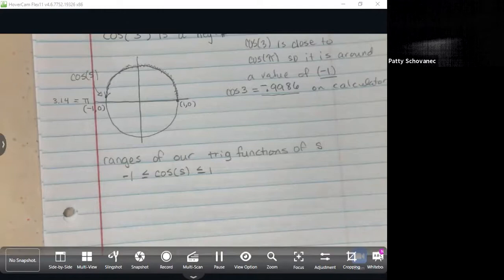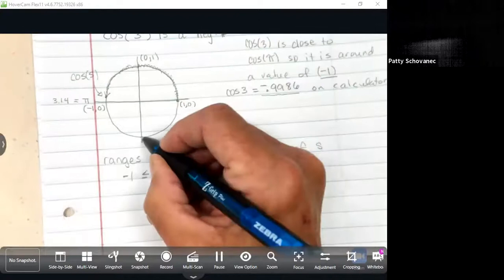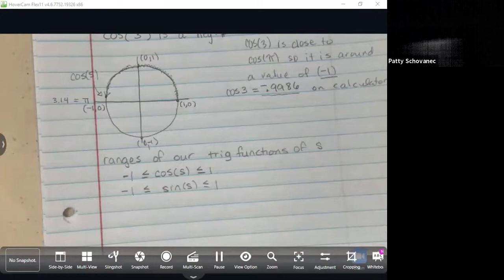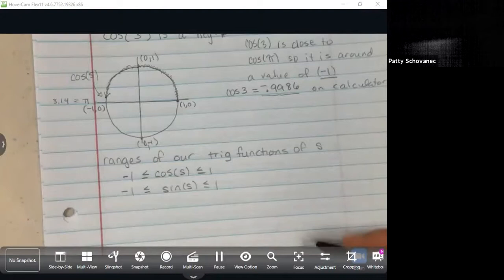The sine is the y-coordinate, and the y values do the same thing. They bounce around between negative 1 and 1. So the sine has that same range. The sine and the cosine represent the x and y coordinates on the unit circle, so they satisfy the Pythagorean identity.